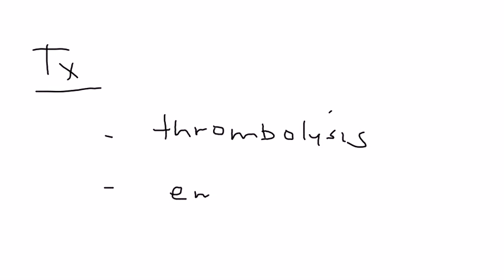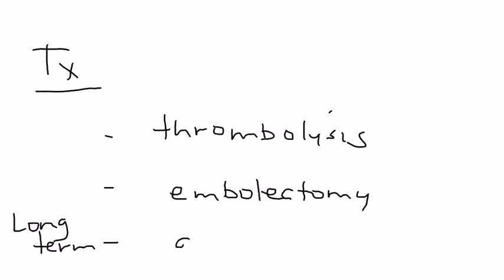Treatment? Well, like any kind of treatment that involves a blood clot, you need to give some sort of thrombolysis treatment to break up the blood clot. And then if there's an embolus, surgically, an embolectomy. And then long term, the patient needs to be on anticoagulation to prevent any further blood clots, thrombus, emboli.